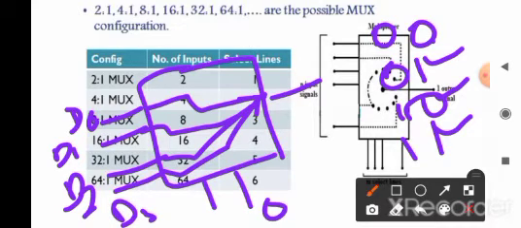So the selector switches will select which data from the input should be given to the output. So the multiplexer also becomes a data selector. Whichever data you are having, that data is selected and transmitted.